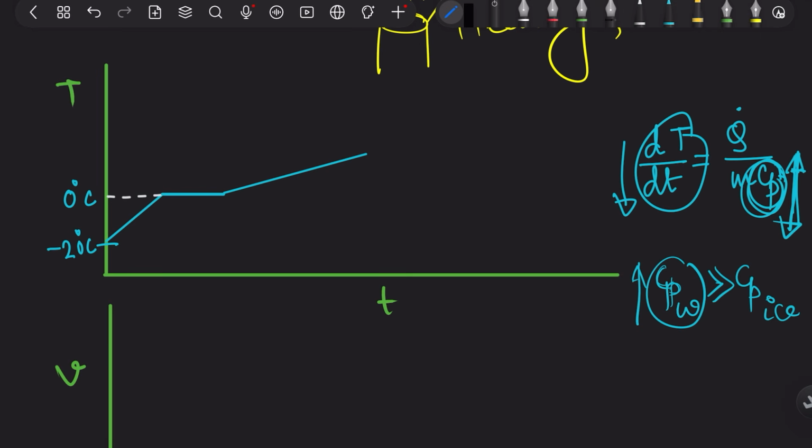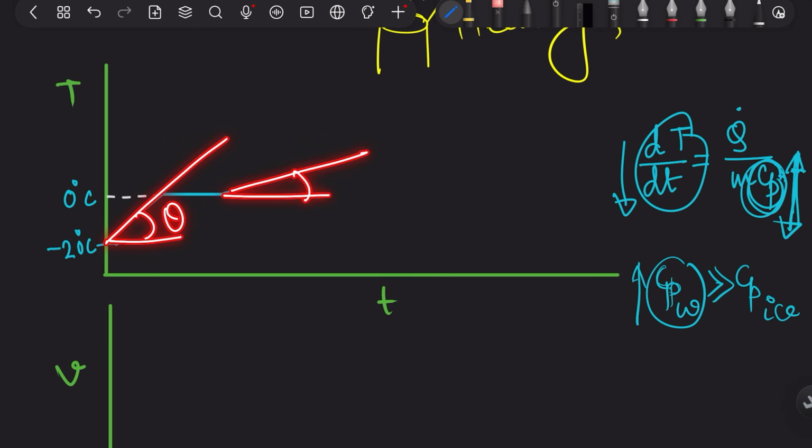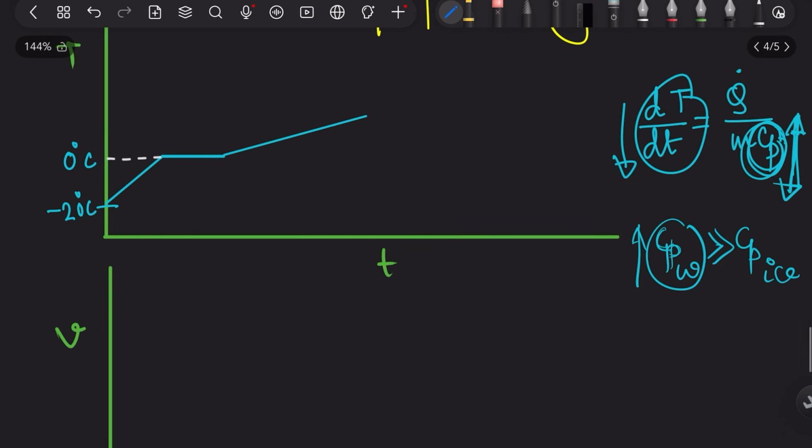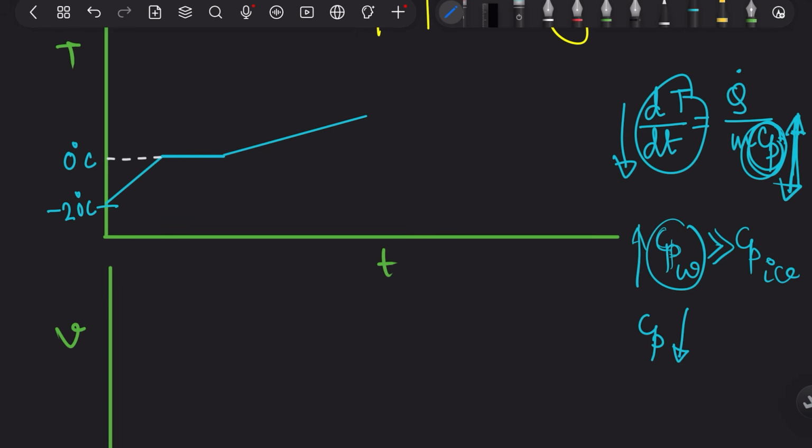So you can see that this is a slope and this is also a slope, theta. So this angle is lower, so the slope is decreasing, right? The slope is decreasing. This you have to understand. But for what actually happens, your Cp decreases up to a certain temperature and goes to a minimum, then it again increases.